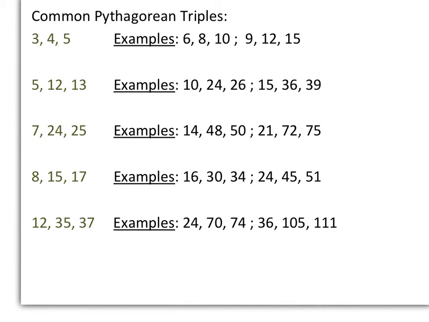Some other common Pythagorean triples: 5, 12, 13; 7, 24, 25; 8, 15, 17; and 12, 35, 37. Again, if you multiply all 3 of your sides by the same number, then that is also an example of that Pythagorean triple.